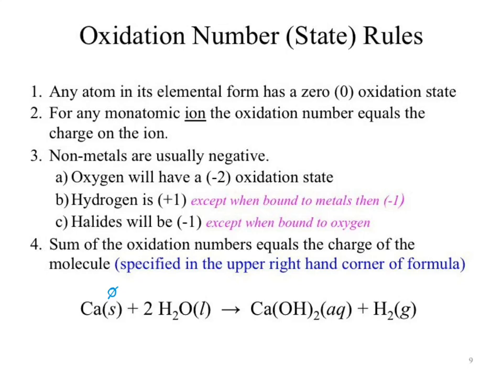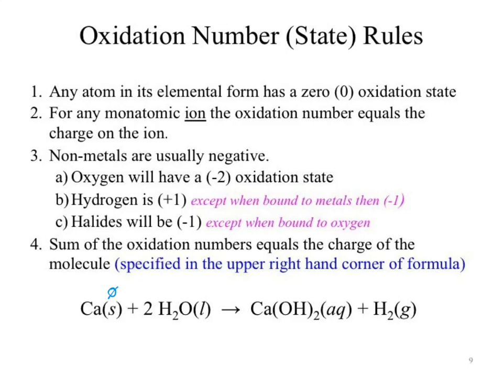There's nothing written in the upper right-hand corner. To determine the oxidation state, it's the sum of the oxidation states of all of the atoms, multiplied by the number of them. And that equals your overall charge. What atoms are in calcium solid?